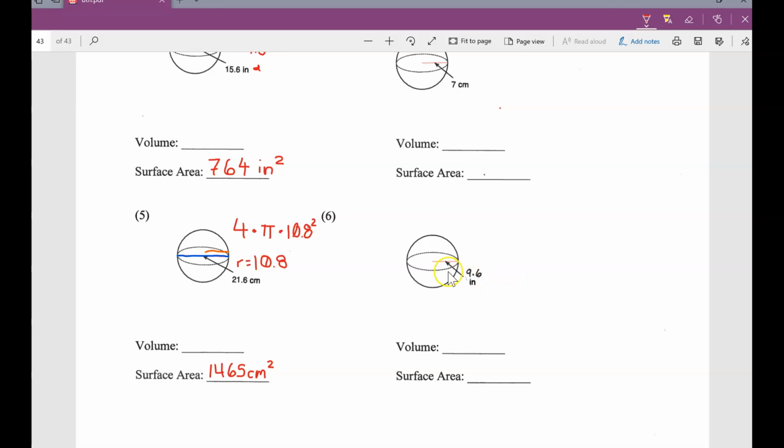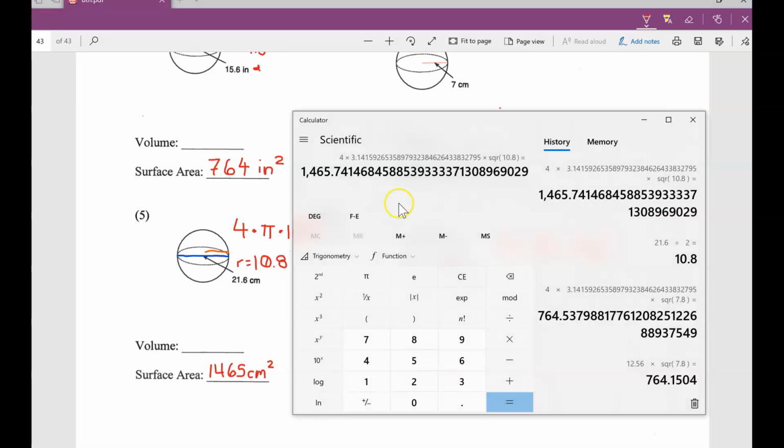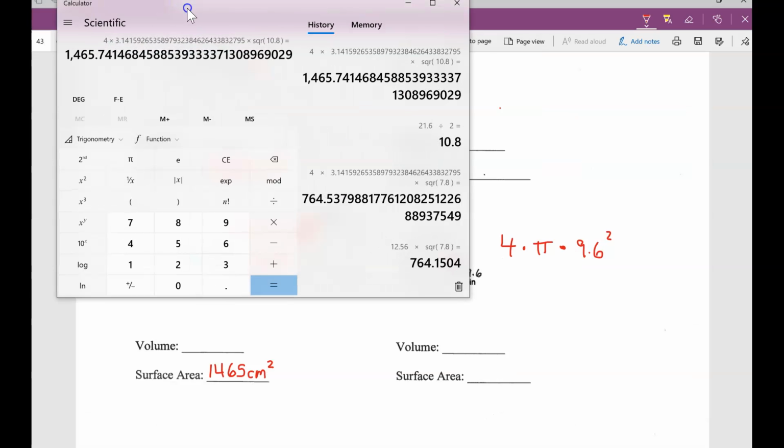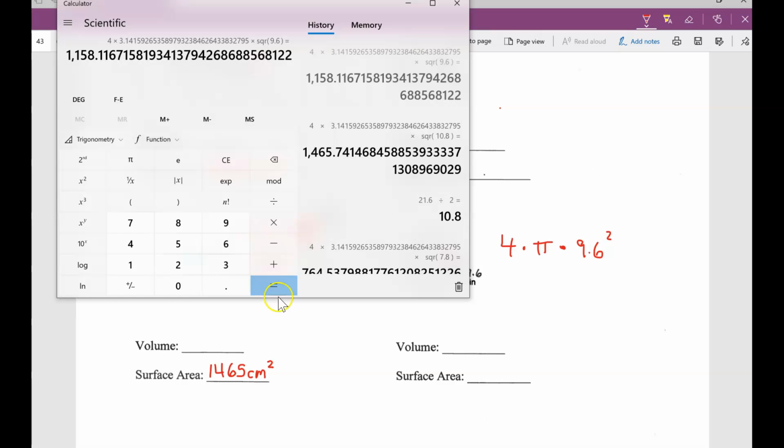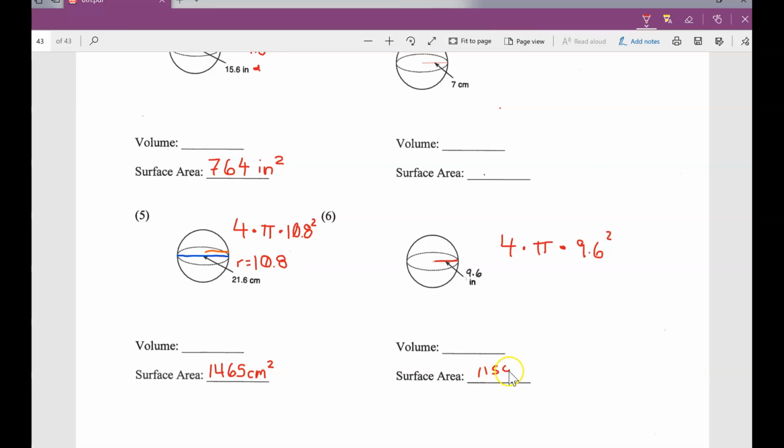All right, one more example. This time we are given the true radius, 9.6, so we can just jump straight to the formula. 4 times pi times 9.6 squared. Pull up our calculator. 4 times pi times 9.6 squared. 1,158 inches squared. So there is our lesson on surface area of a sphere.